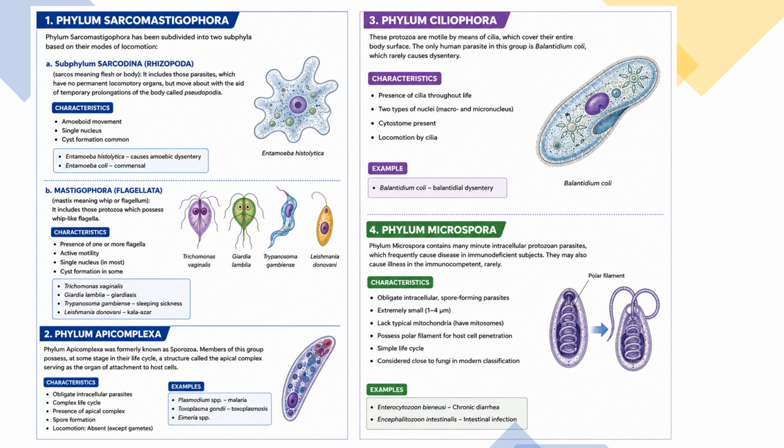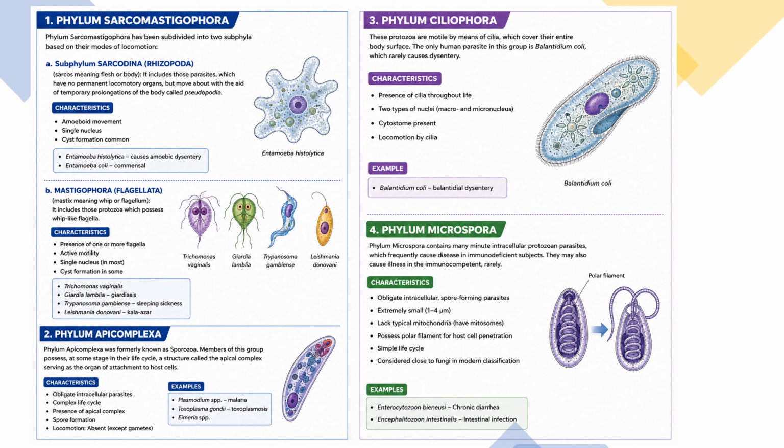absent except in gametes, which may be motile. They are obligate intracellular parasites with a complex life cycle consisting of an apical complex and spore formation. Examples include the Plasmodium species responsible for causing malaria. Similarly, Toxoplasma gondii, etc. are examples of the phylum Apicomplexa.